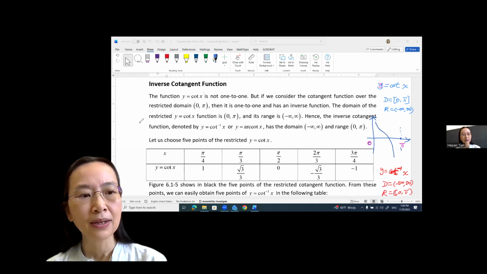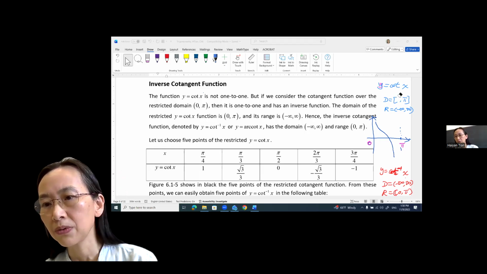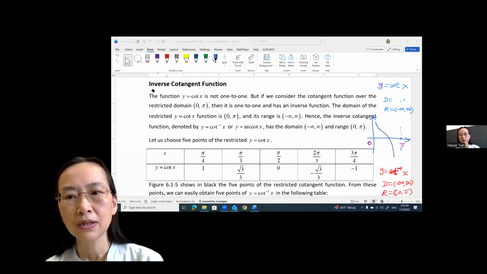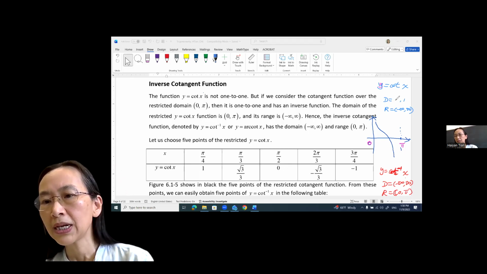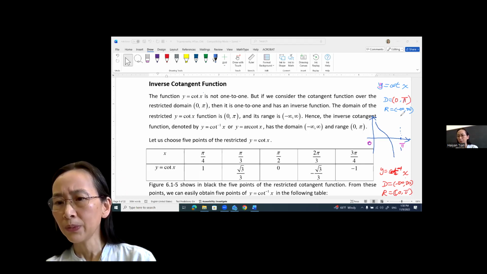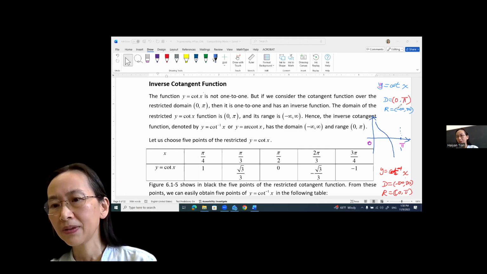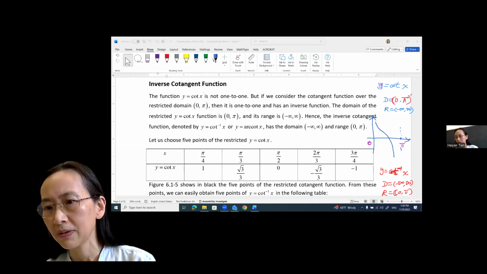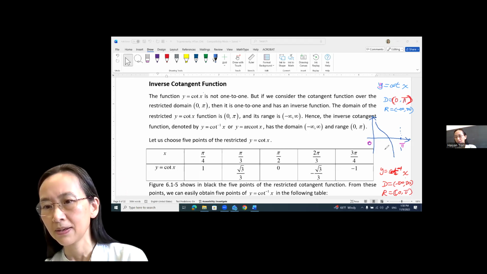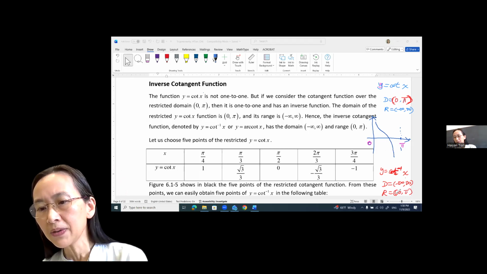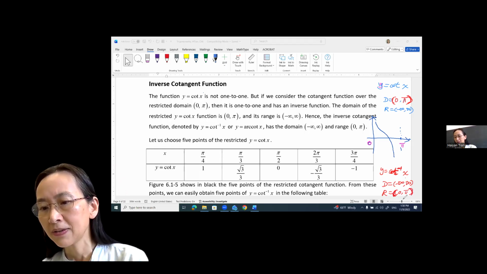Because it's open parentheses, we need to make sure that we write the domain for the cotangent as 0 to pi with open parentheses, because at 0 and pi, the cotangent is undefined. So we'll make sure this writing is precise and correct. Okay, so that's why the range of the inverse of cotangent is 0 to pi.